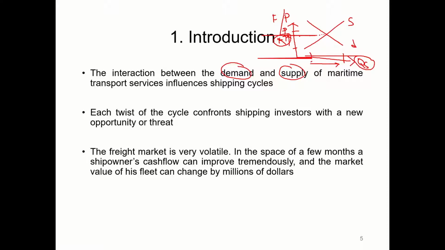Let's say today the price of shipping services per container is $200. And if we are to plot it on a graph with P at the y-axis and time on the x-axis, let's say today is $200.